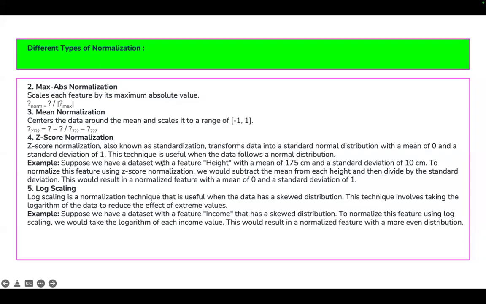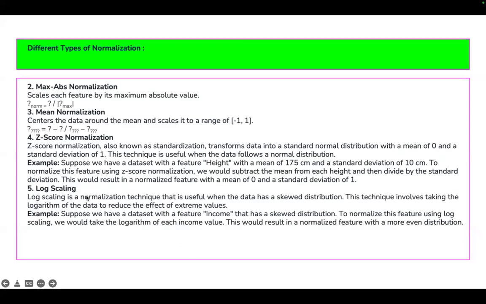This technique is useful when the data follows a normal distribution. Suppose we have a data set with a feature height with a mean of 175 centimeter and a standard deviation of 10 centimeter. To normalize this feature using Z-score normalization, we should subtract the mean from each height, and then divide by the standard deviation. This would result in a normalized feature with a mean of 0 and a standard deviation of 1. So the Z-score normalization is a very important one.